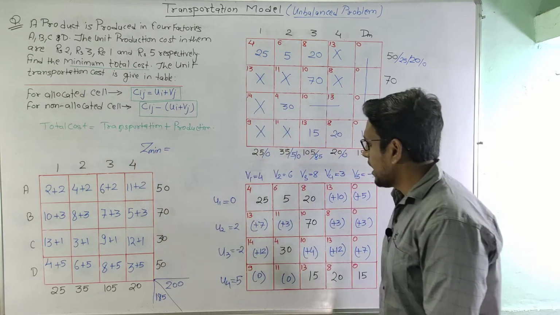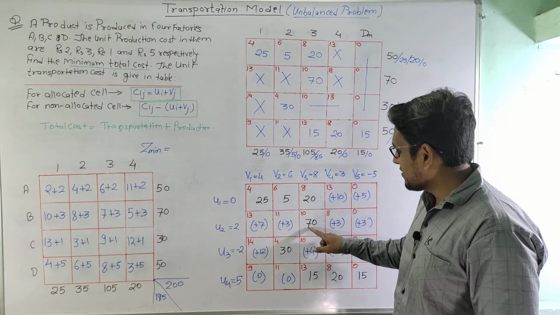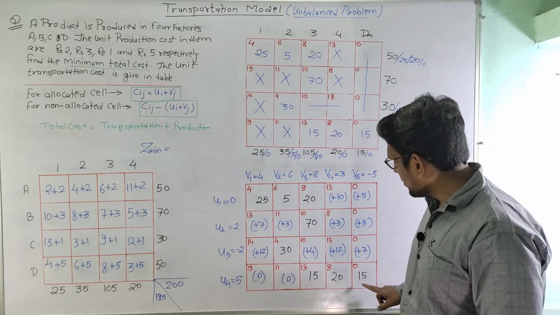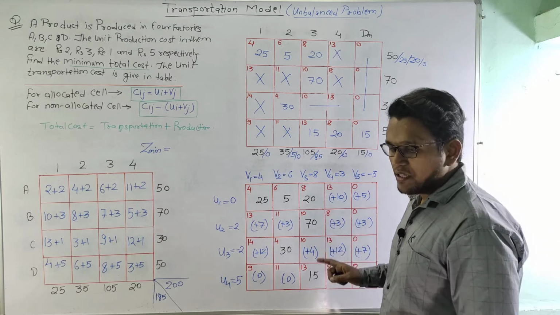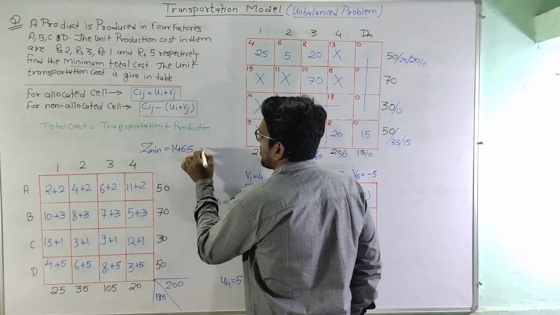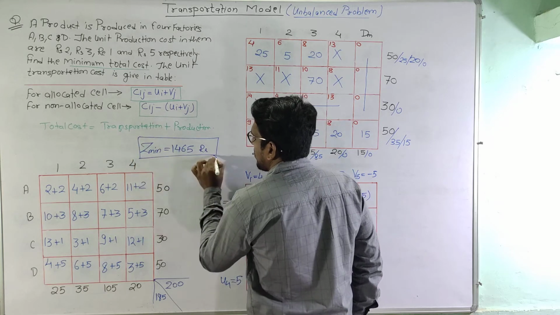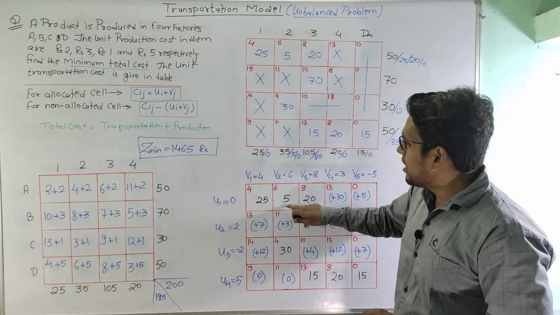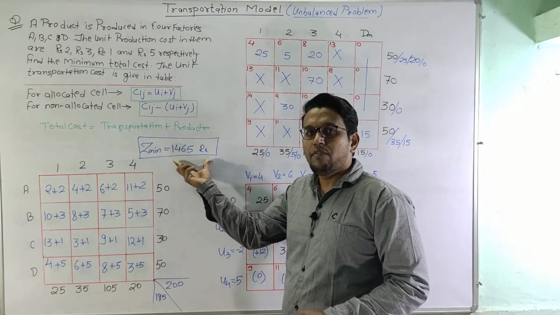To find the minimum value of z, we will have 4 into 25 plus 6 into 5 plus 8 into 20 plus 10 into 70 plus 4 into 30 plus 13 into 15 plus 8 into 20 plus 0 into 15. If we add all these, we will get 1465 rupees. So this is the minimum value of z for this particular problem, and this will be the optimal allocation to obtain the minimum value of z.